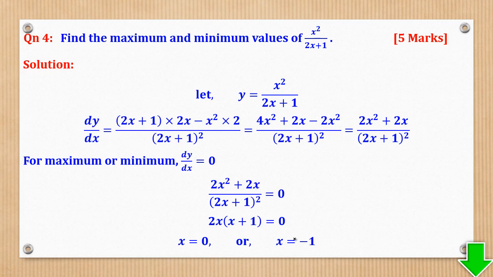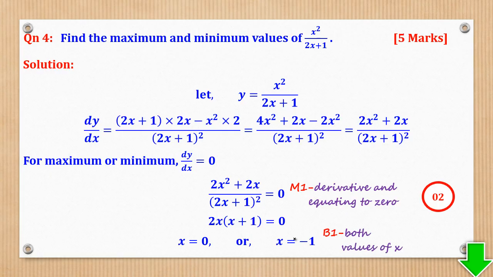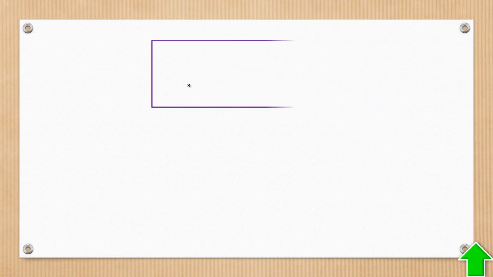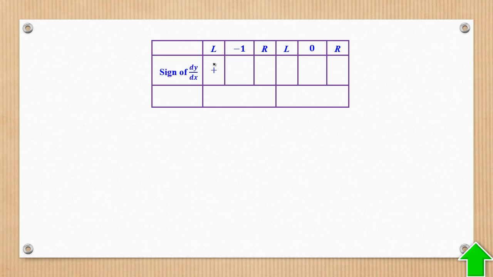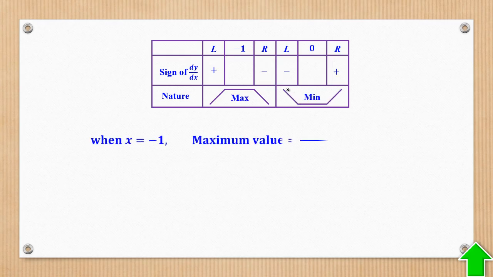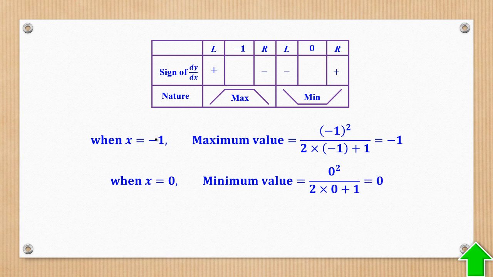So they told you to find maximum and minimum. So one of it is maximum and the other is minimum. So you have to substitute. But before that, you have to test to see which one is really maximum and which one is really minimum. So for the sign of change, we put for the left hand side here to be positive, here to be negative, negative, positive. Meaning of the nature, this is maximum and this is minimum. So you now get the maximum value when x is negative 1 and also the minimum value when x is equal to 0. And that's what they wanted.